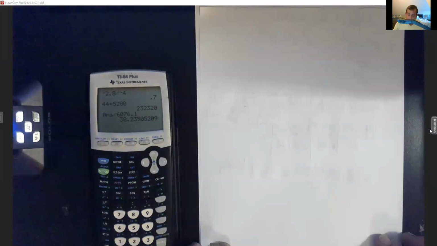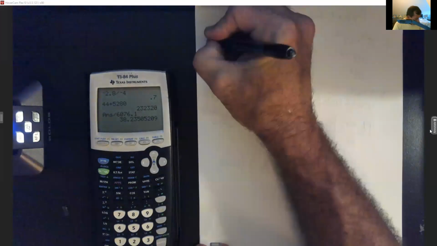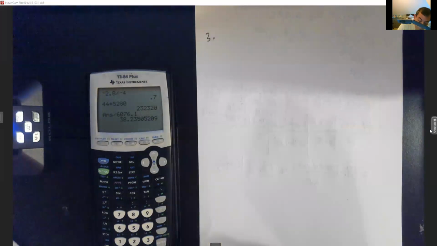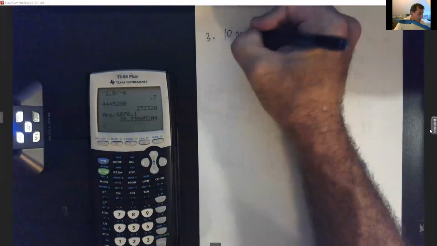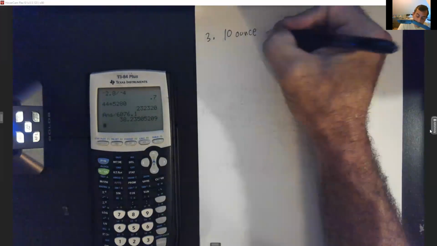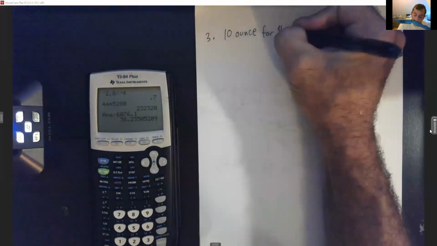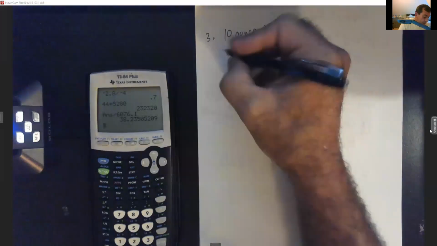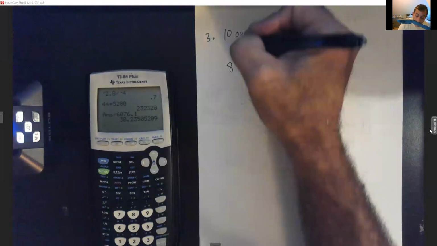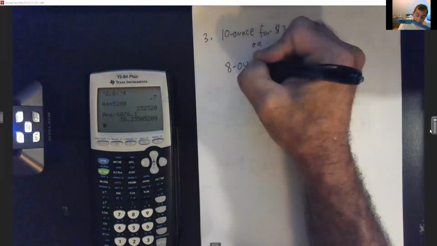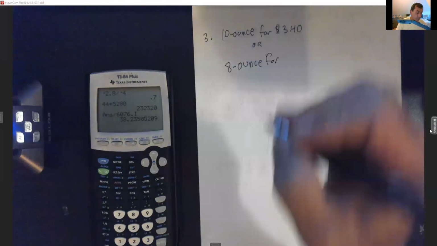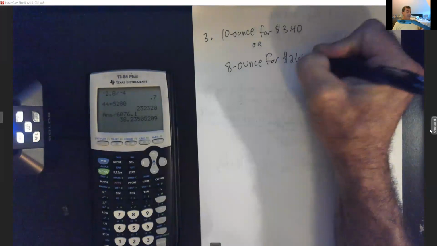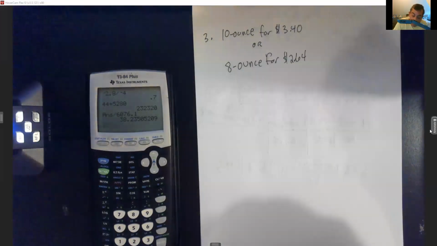All right, well, this is sort of like a little logic question coming up. So listen to this. You can buy a hair product in a 10-ounce bottle for $3.40. Or you can buy an 8-ounce bottle for $2.64. Which is the better deal?